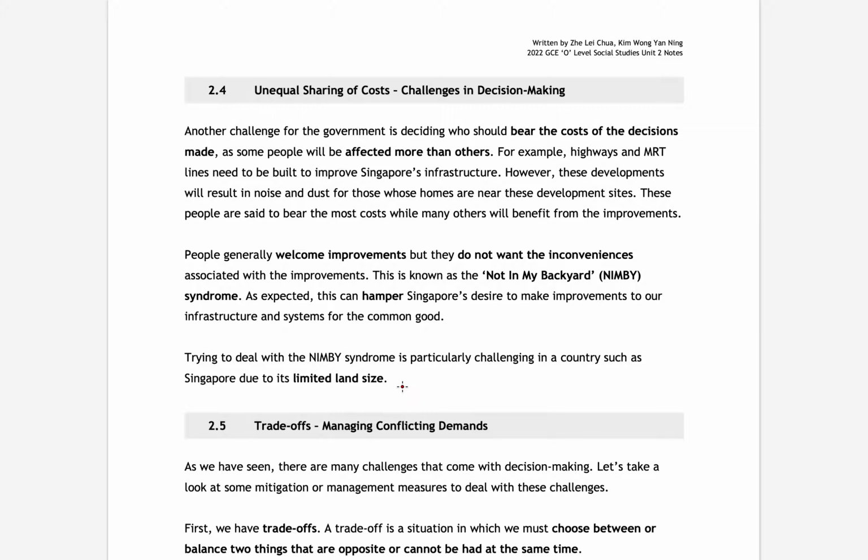So it is standard behavior, right? We want improvements in our country, but we don't want inconvenience. Okay, so this sometimes gives rise to what we call the NIMBY syndrome. This is a very important concept that you need to know. NIMBY syndrome, not in my backyard. Okay, so essentially they don't want inconvenience.